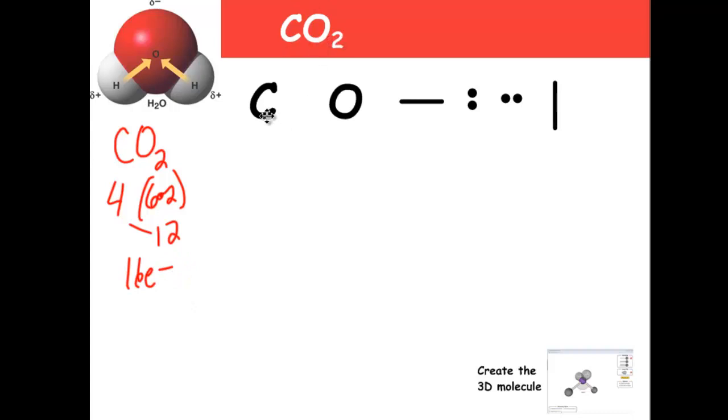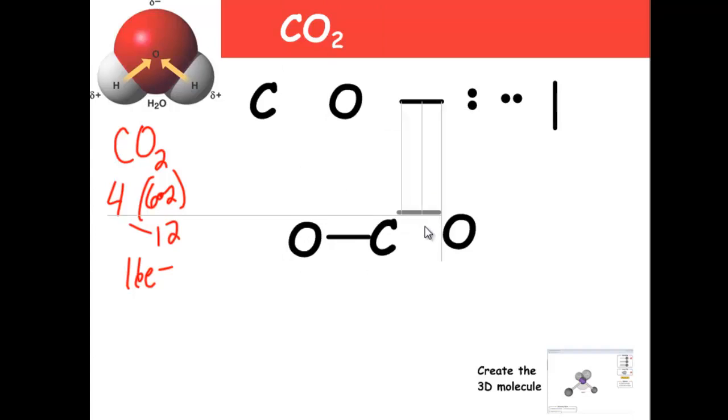Now pick your center atom. When in doubt, carbon makes an awesome center atom. Plus there's only one of them. So put your 2 oxygens here, connect them with a single bond, and then what do? And if you're thinking subtract 4 from 16, you're right on the money. Good. So you have 12 electrons left.